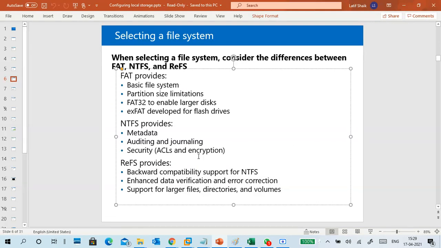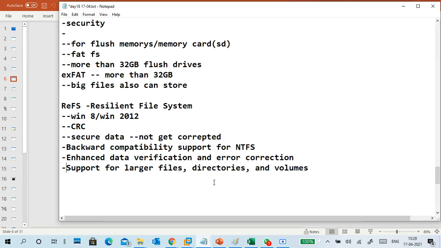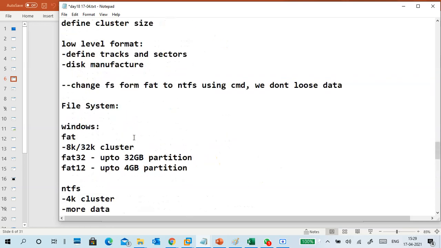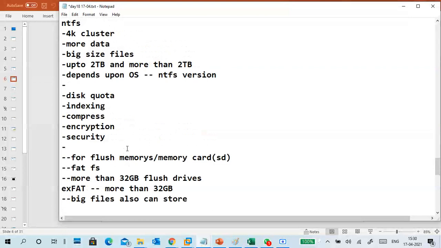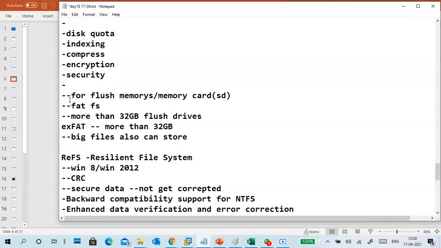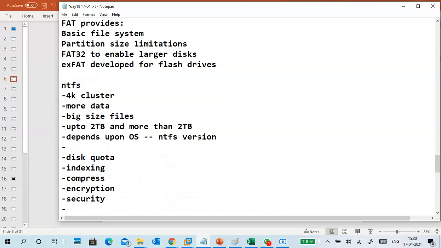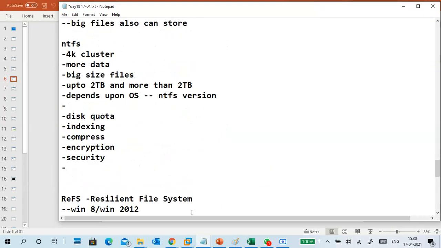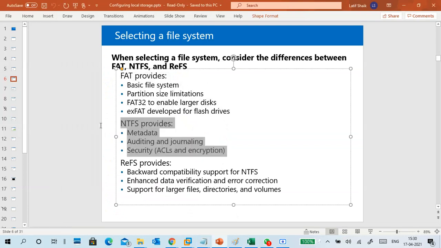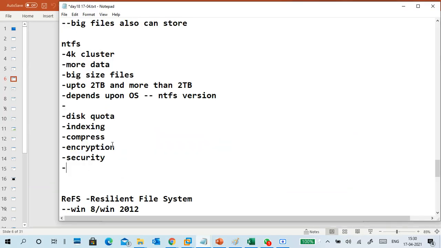Metadata auditing, journaling, security, and encryption are NTFS features. So better I will put it under FAT. This is for this one, so I'll copy NTFS also. Then one single page has so many data, guys.